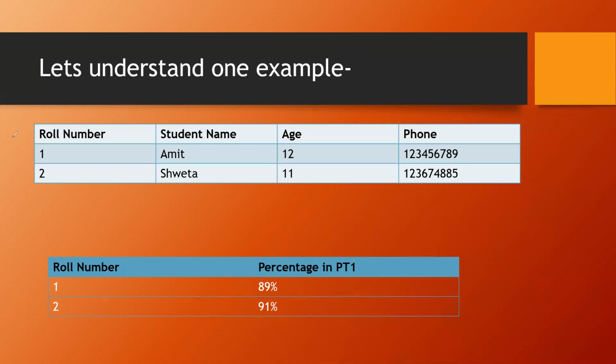See, this is table number 1, and this is table number 2. Here you can see we have roll number, then student name, age, and then phone number. So this is basically student detail. Maybe we will also have address, father's name, mother's name, father's phone number; everything must be there. Second, children, is where I have calculated the percentage in their PT1.